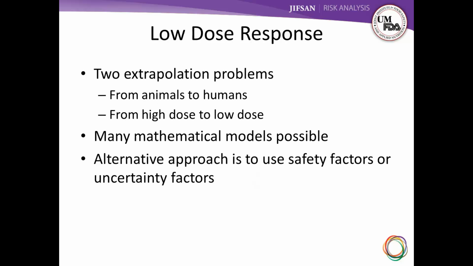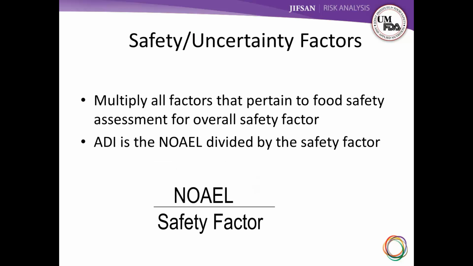So there are two extrapolation problems. Actually, there may be many more, but there are two primary ones. First, we're going from animals to humans. And second, all of those animal tests were usually done at very high doses, and humans are usually exposed to very low doses. So there are lots of mathematical models that can do that in the dose response curve. When you have lots of data points, you can develop a dose response curve. But there's an alternative approach, and that is to use safety factors or uncertainty factors.